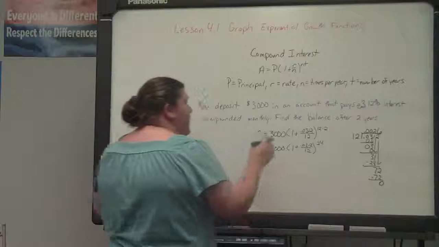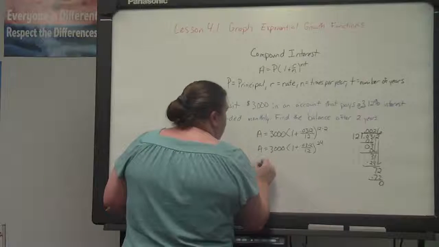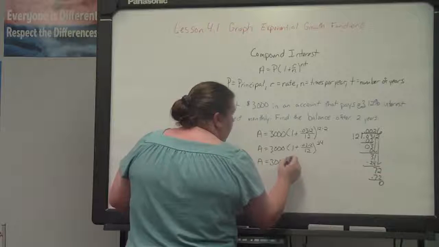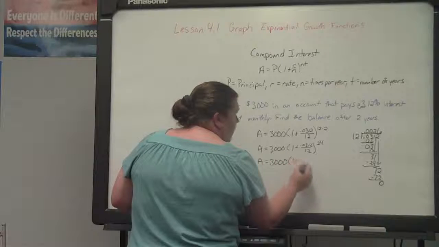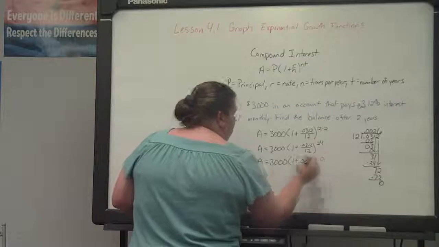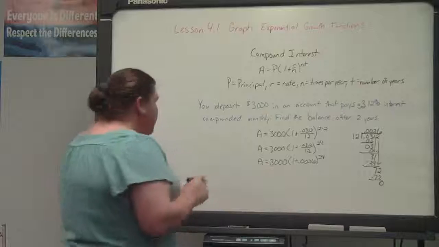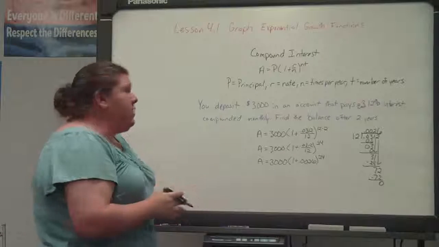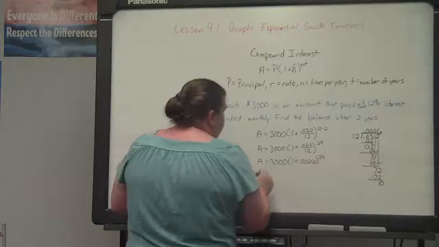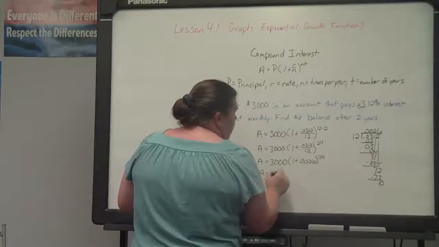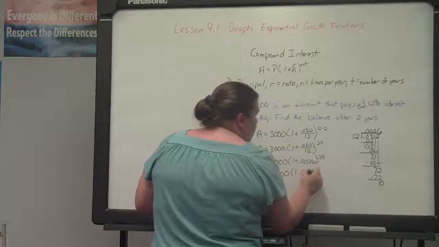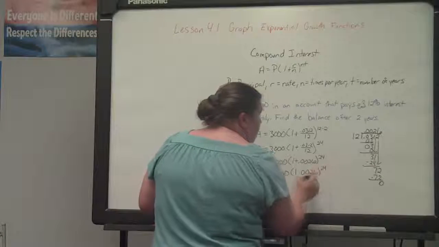Now I can come back over and say A equals 3,000, and I can replace this with 1 plus 0.0026 to the 24th power. The next thing you want to do is combine our 1 plus our decimal. So A equals 3,000 times 1.0026 to the 24th power.